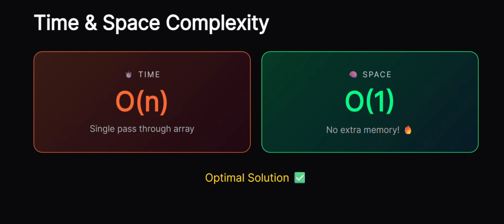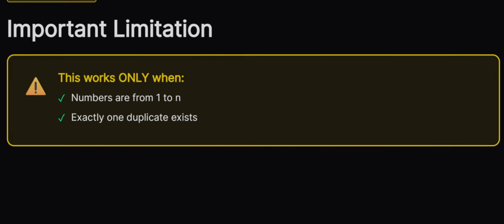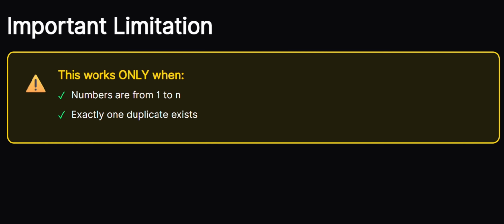Time complexity is O(n). Single pass through the array. Space complexity is O(1). No extra memory needed. This is the optimal solution. This works only when numbers are from 1 to n, and exactly one duplicate exists. For other cases, you will need different approaches like Floyd's cycle detection or binary search.